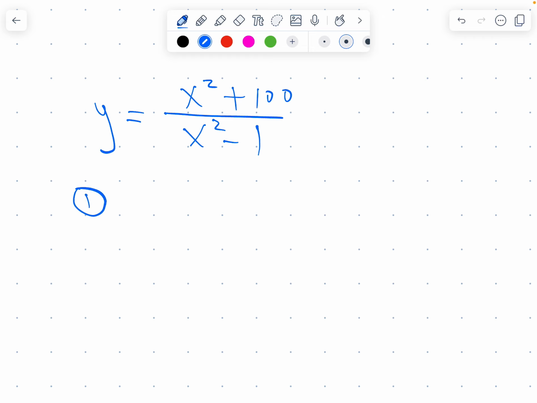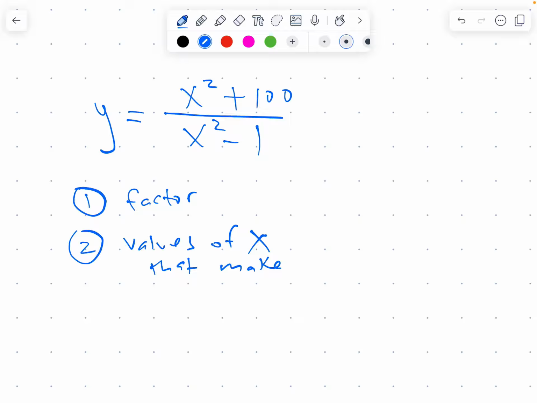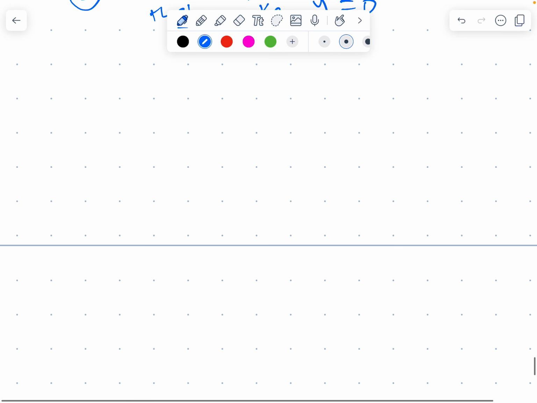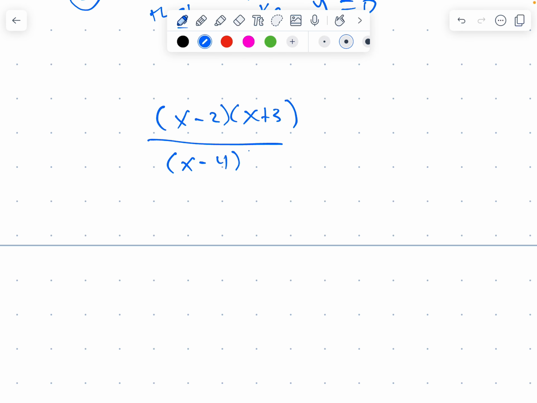The very first step is number one, you have to factor the top and the bottom. After you factor the top and the bottom, you look for values of x that make it 0. Those are your critical points. Values of x that make the y equal to 0 are the critical points. Now the critical points can be on the top of the fraction and they can be on the bottom. For example, if I have x minus 2, x plus 3 on the top, I have x minus 4, x plus 7. My critical points are going to be 2, negative 3, 4, and negative 7.